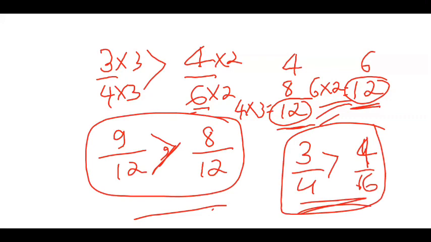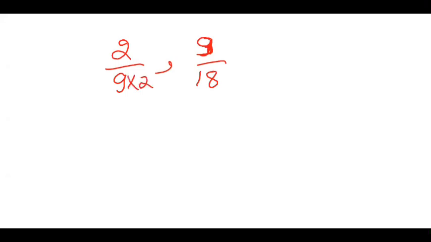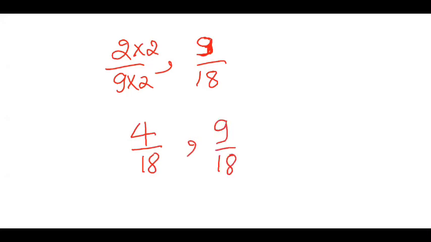Understood, Anis? Is it easy? Yes, we'll see another problem. 2 over 9 and 3 over 18. First we look in the nines table if we can find 18. 2 times 9 is 18. Excellent. Then we do 2 times 2, which is 4, so 4 over 18. And then 9 over 18.